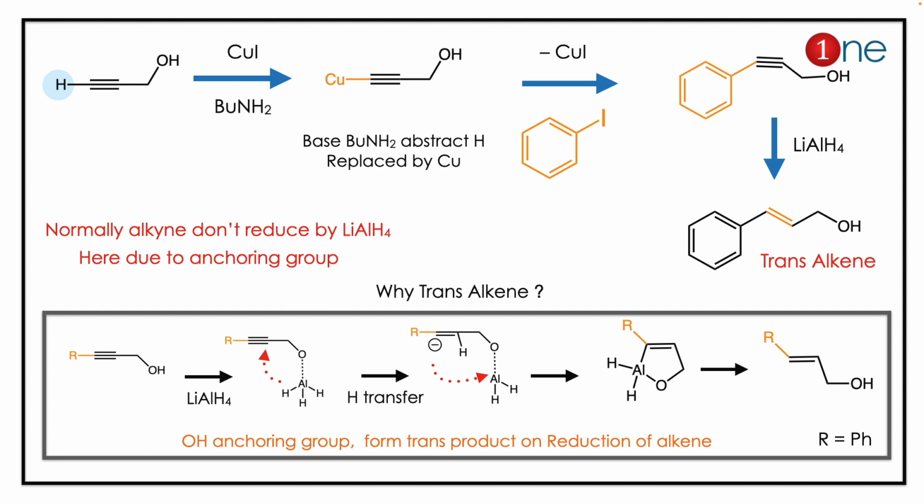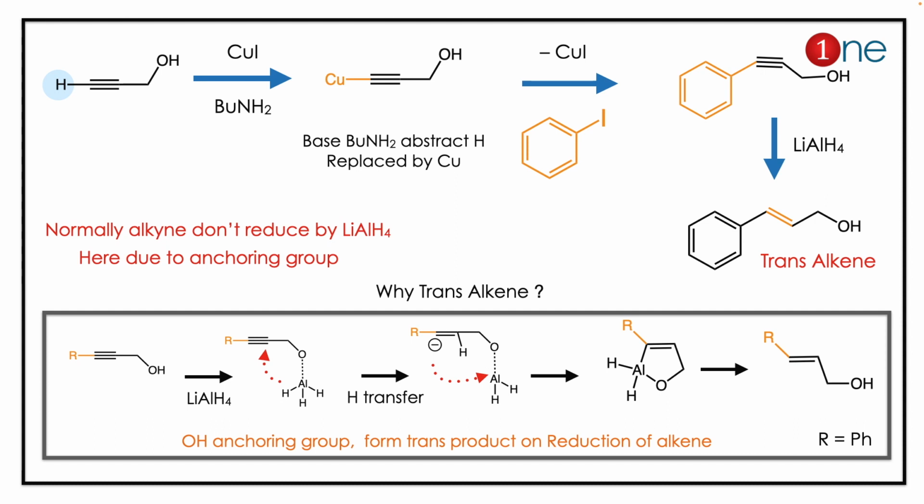Next you are having lithium aluminium hydride. Lithium aluminium hydride reduces the alkyne here. By looking at it, it's impossible, but it is possible because of the anchoring OH group. The OH group anchors the metal and helps in the reduction of the alkyne to alkene. The reduction happened in a cyclic and trans addition way.